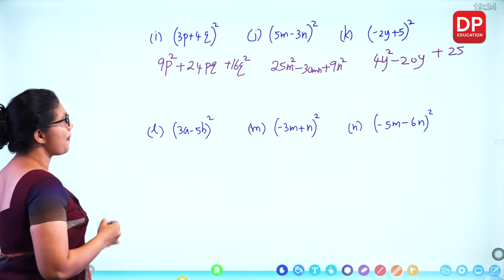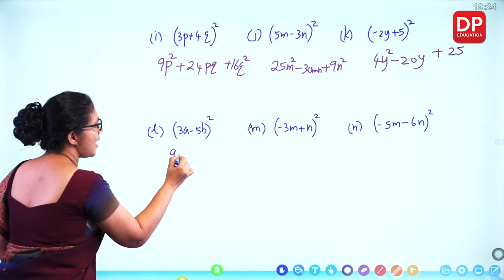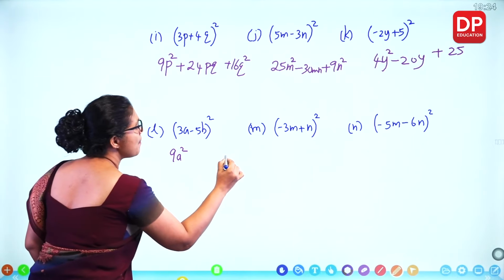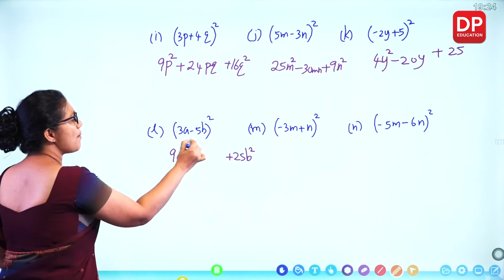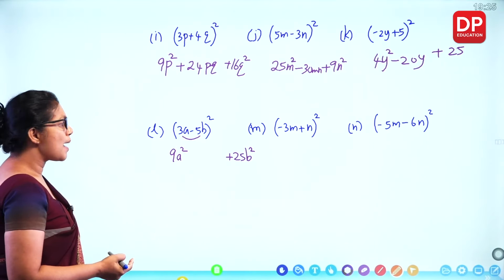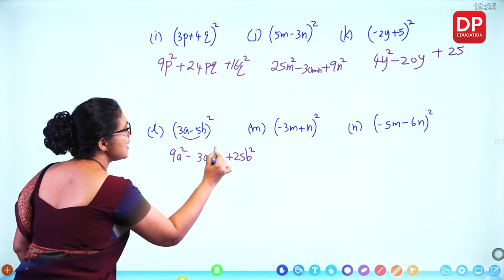Now this one, 3a multiplied by 3a, square it, 9a squared. Minus 5b when you square it, you get plus 25b squared. What's the middle term? Double of these two. 2 times 3 is 6. 6 times 5, 30. So you get minus 30ab.